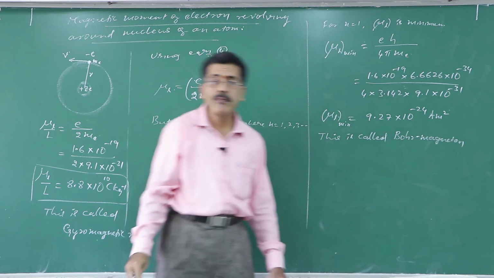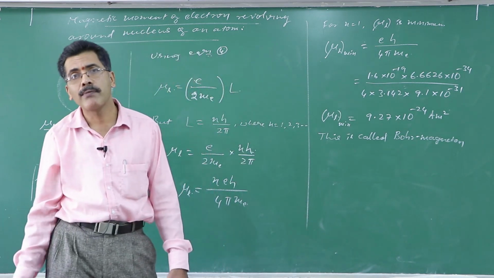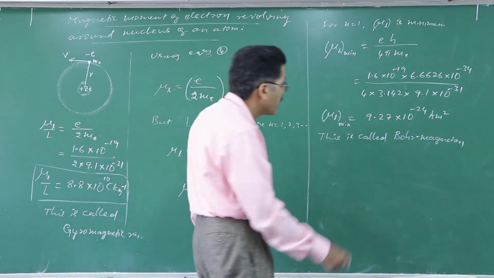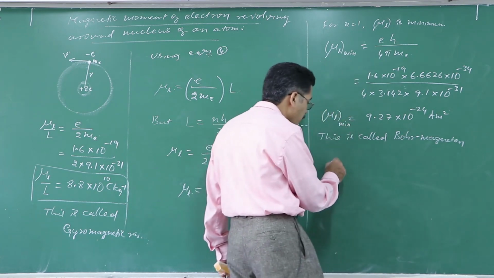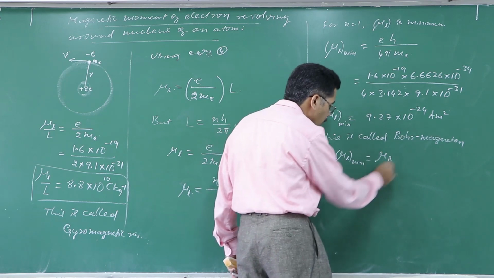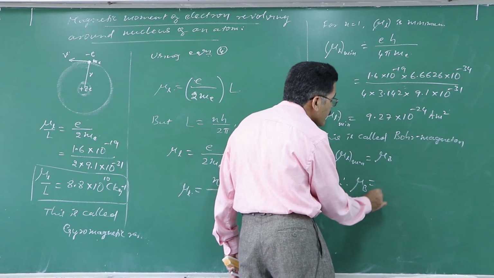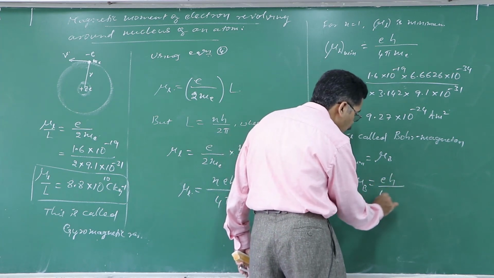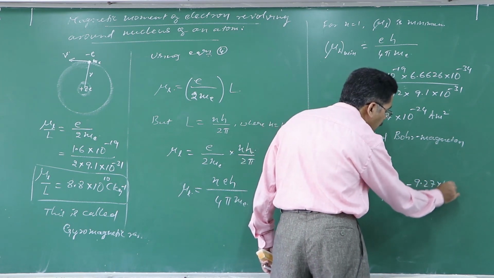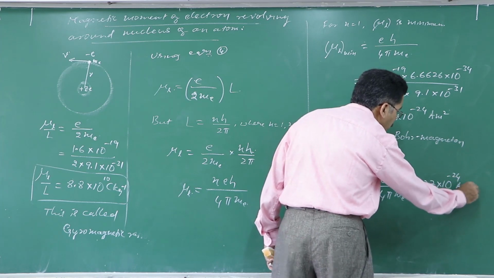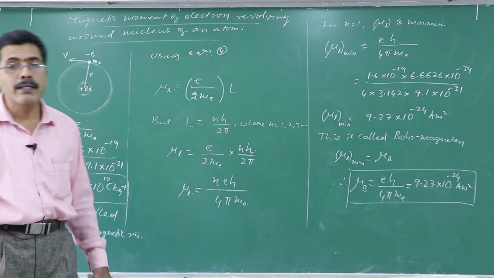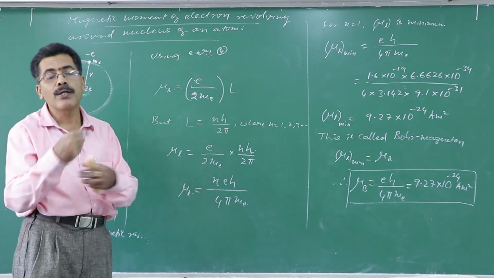This is the minimum value of magnetic moment possessed by the electron due to its orbital motion, the orbital magnetic moment. We indicate mu L minimum by mu B. Therefore mu B is equal to eh by 4 pi me, and it is equal to 9.27 into 10 raised to minus 24 ampere meter squared. This is the magnetic moment possessed by the electron which is revolving around the nucleus.